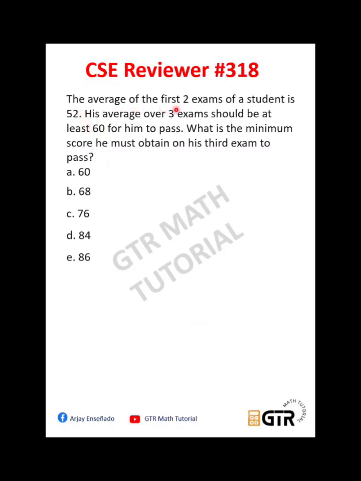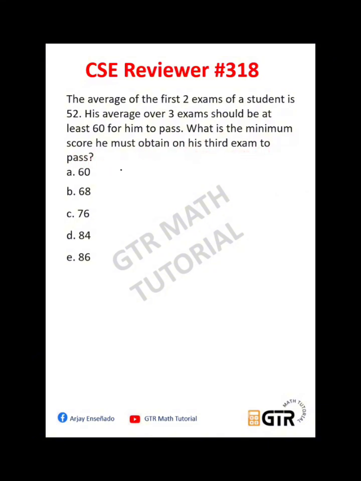The average of the first 2 exams of a student is 52. His average over 3 exams should be at least 60 for him to pass. What is the minimum score he must obtain on his third exam to pass?